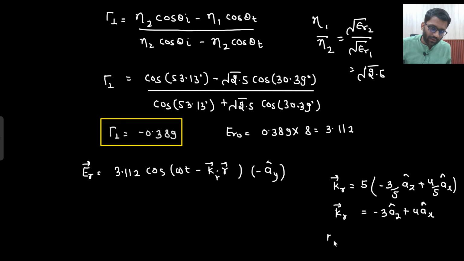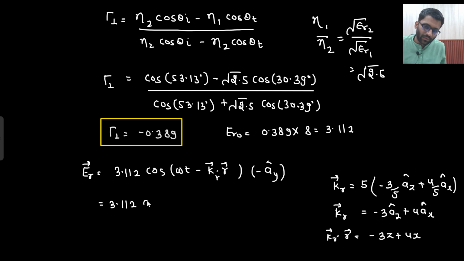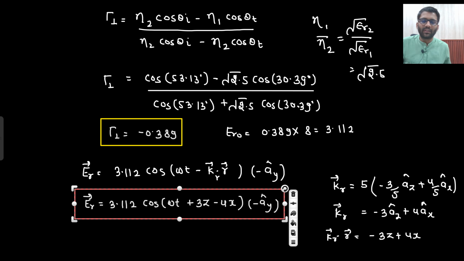And if I need to find k dot r, then minus 3z plus 4x. So what will be the answer here? 3.112 cos omega t minus 3z, that means plus 3z, minus 4x, minus a_y cap. So this will be your reflected electric field. This is how I will get the expression.